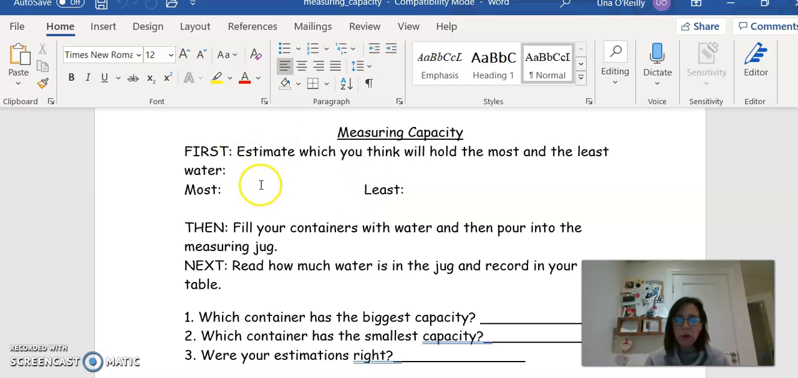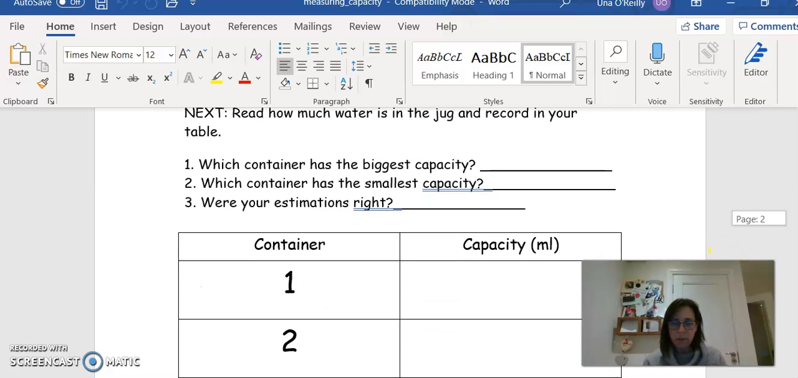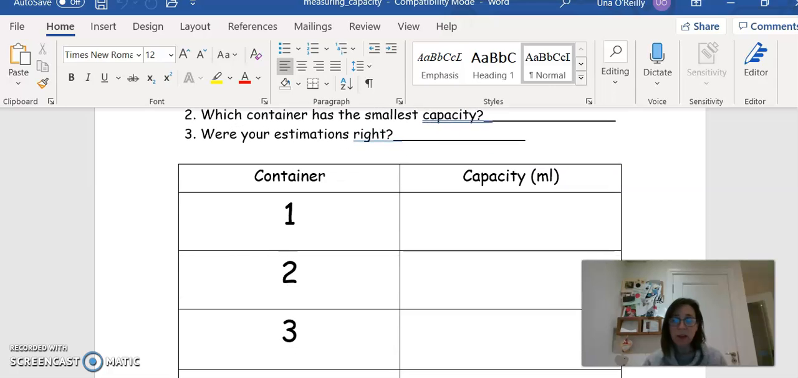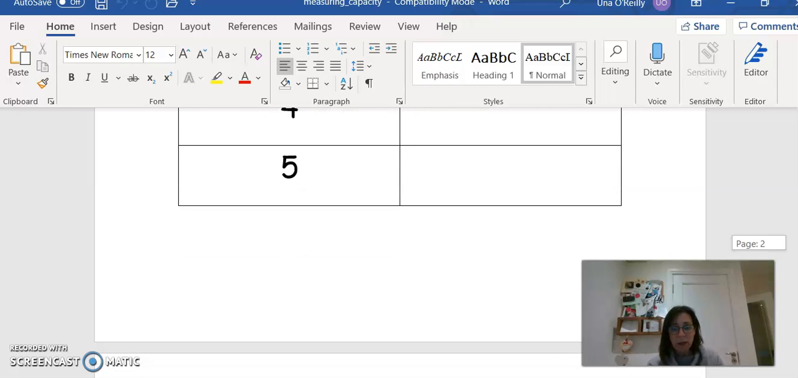for some other containers that don't have measurements on them, estimate which you think will hold the most and the least water, okay? Then fill your containers with water and pour the water into the measuring jug and read how much water is in the jug and record your table, okay? So which container has the biggest capacity, which has the smallest capacity, and where you need to get to guess the right amount, okay? So that's what those two are.